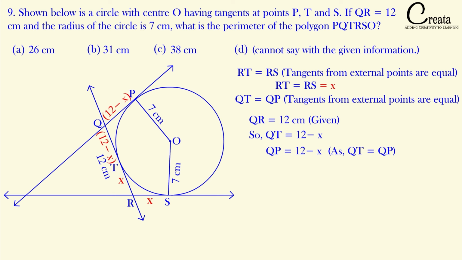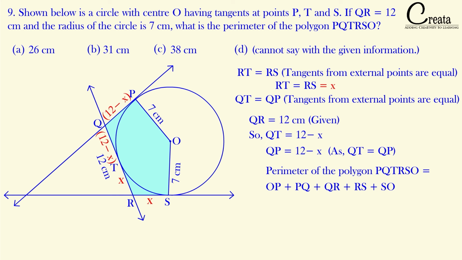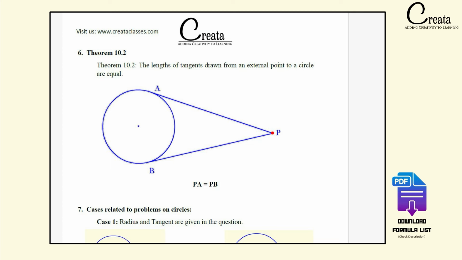Further, we have to find the perimeter of the polygon. The perimeter will be equal to OP plus PQ plus QR plus RS plus SO. Let's put in the values. The radius is 7 centimeter, QR is 12 centimeter, QP is 12 minus x and RS is x. So minus x and plus x cancel out with each other. On solving, we got the perimeter as 38 centimeter. That is the answer to the question. Got it? Which concept have we used in this question? The concept of the tangent: tangents from an external point to a circle are equal to each other.